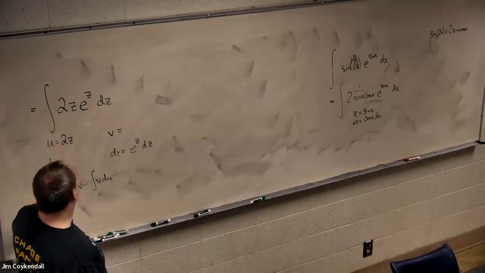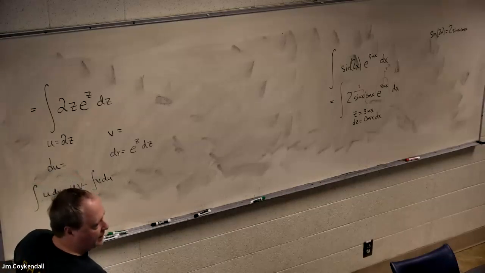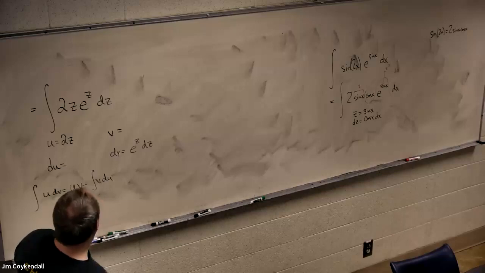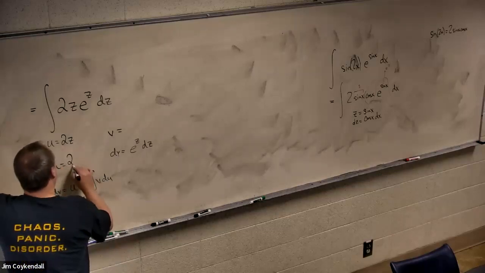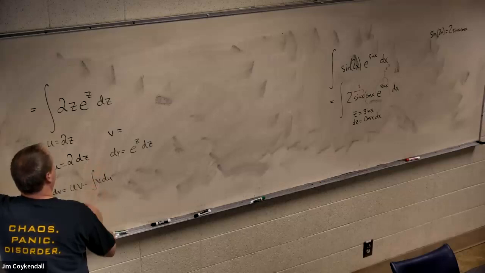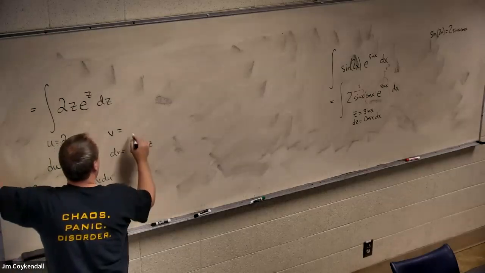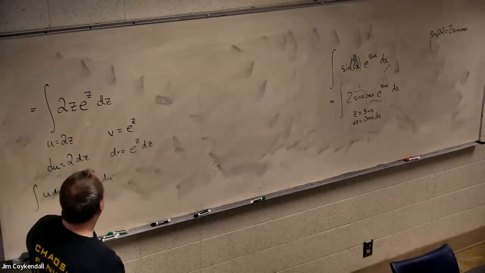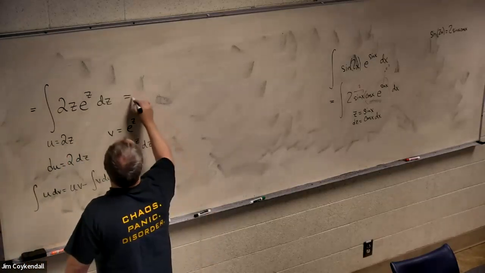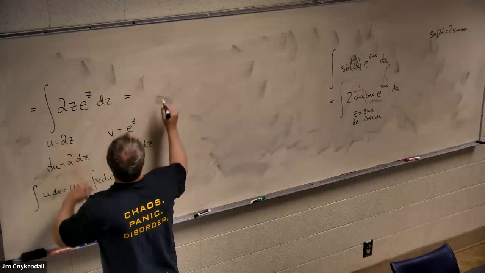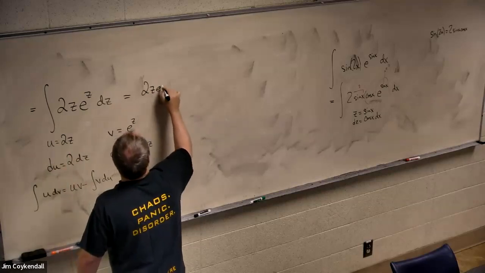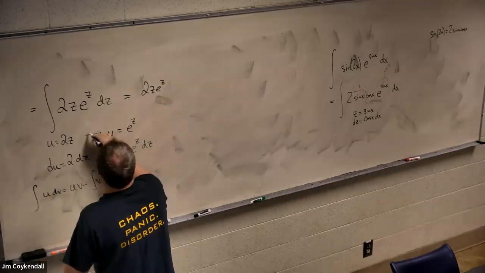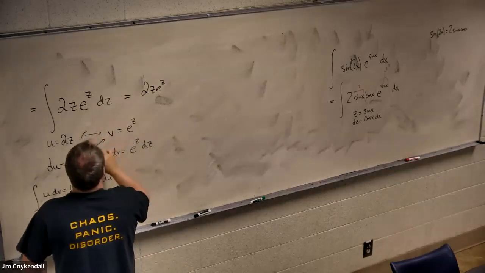So let's finish this bit up. What's the U going to be? U is 2Z, good. And V is going to be E to the Z. What's the big one? So this becomes 2Z E to the Z. So you put U and V together, and then you subtract the crossing.